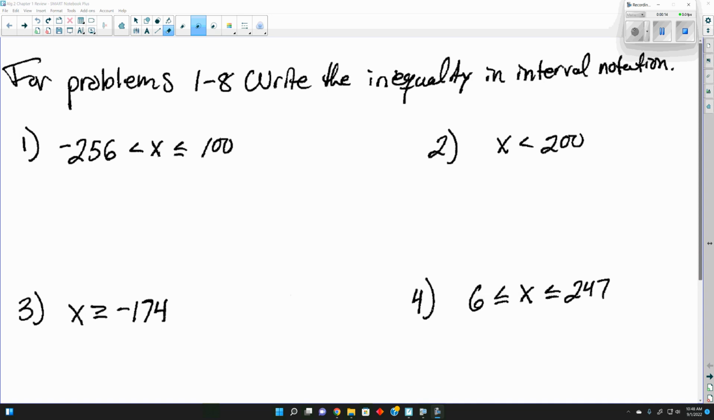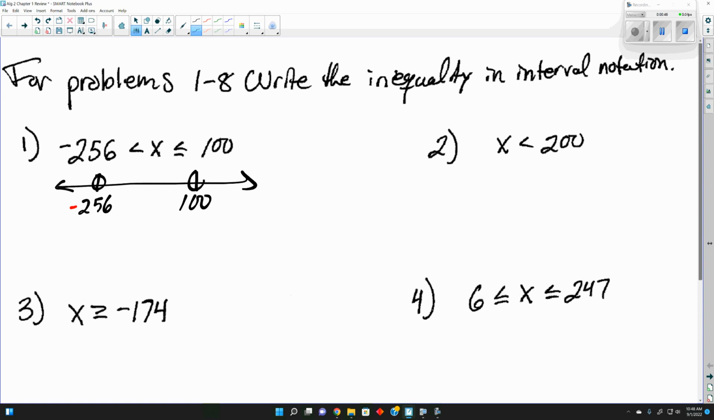Number 1. Now, one way we can look at any of these is we could first start by drawing it or graphing it on a number line. The graph of the number line is not going to be required as part of your answer, but it can be used to help you get to interval notation. So for this, we have 2 points, negative 256 and 100. If I were to graph this, we would start with negative 256 and 100 as our 2 points.